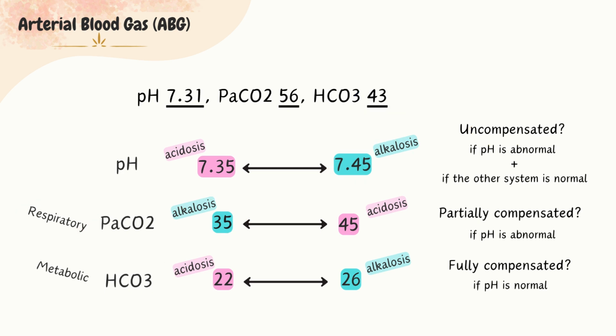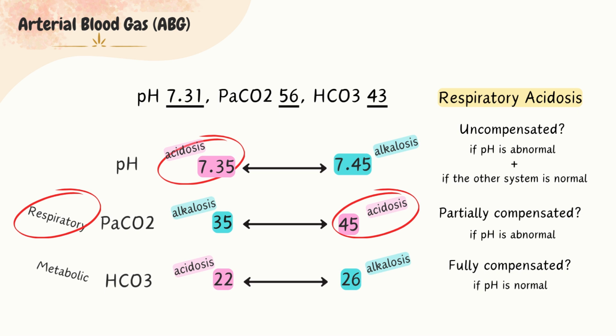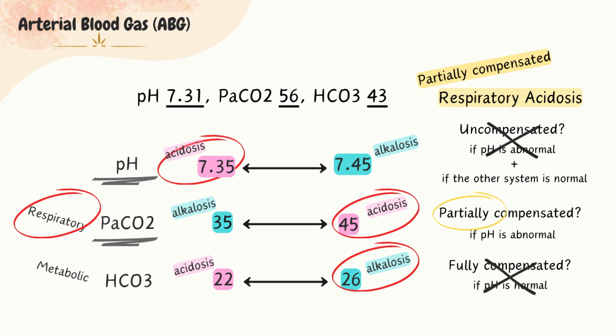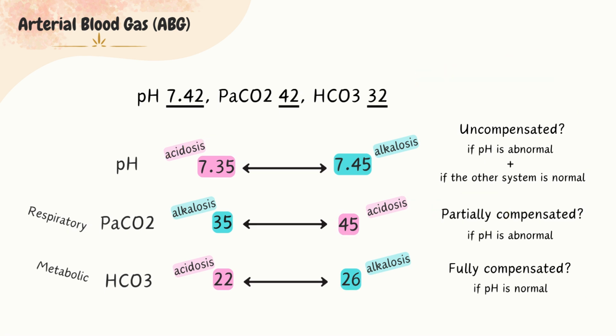Okay, let's move on to question number 2. pH is 7.31, so this is acidosis. PaCO2 is 56, so this is also acidosis. So we already know this is a respiratory acidosis because we have a match of the pH and CO2. HCO3 is 43, so it is alkalosis. And that tells us this is not uncompensated because we can tell the body is trying. So is it partially or fully compensated? Is the pH normal or abnormal? The pH is abnormal, so it is partially compensated. So far, so good, right?